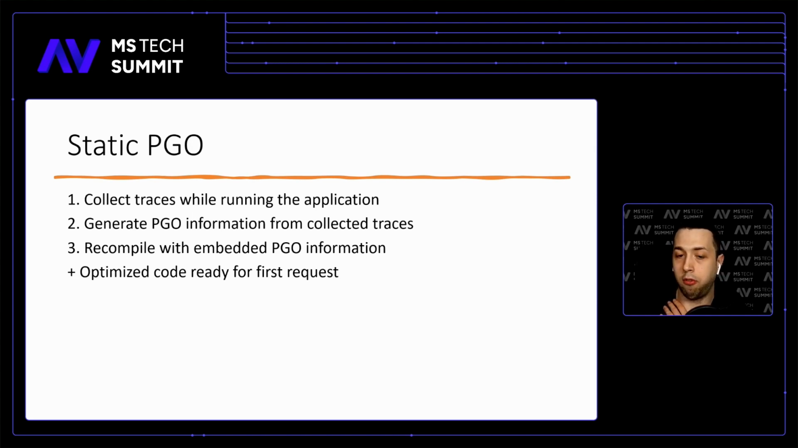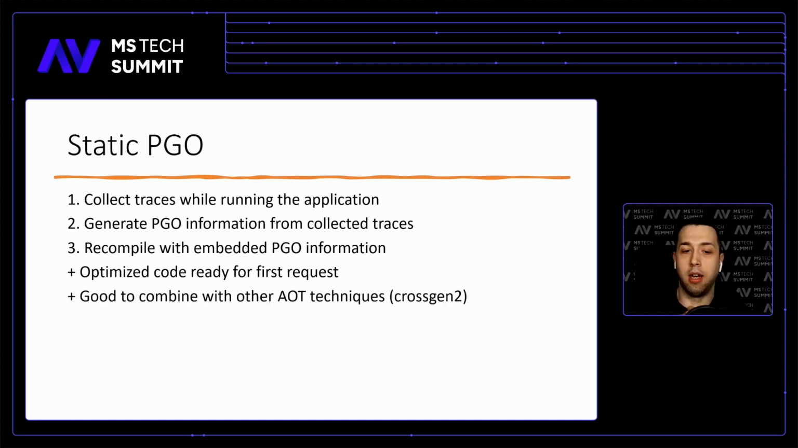Startup time will improve, likely. And it's very good to combine with other ahead of time compilation techniques, such as I mentioned, publish ready to run, which will pre-generate this optimized JIT code. There are some trade-offs. For example, production-like traces are very hard to obtain. Like you can run something in debug mode, you can run an integration test, but what really happens in production, it's hard to know.